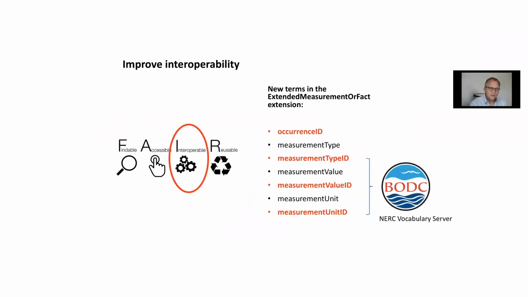We also added ID terms to the extended measurement or fact extension. For every measurement type, value, and unit, there's also a corresponding ID, which links to a controlled vocabulary. In this case, we promote the NERC vocabulary developed by the British Oceanographic Data Centre. It's very important because when you combine thousands of data sets and point to this controlled vocabulary to have agreed definitions of the terms, data sets become interoperable, and you can easily combine them and make sure that you don't compare apples and pears.